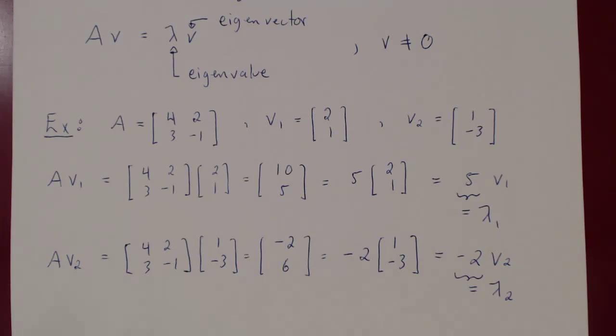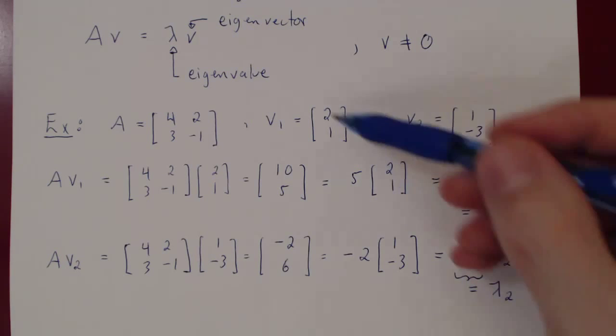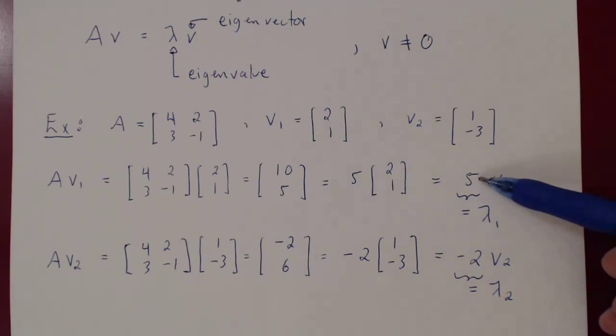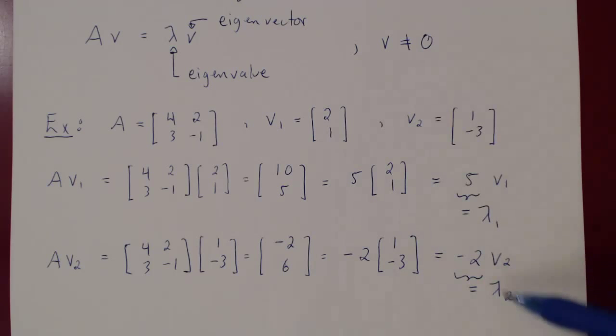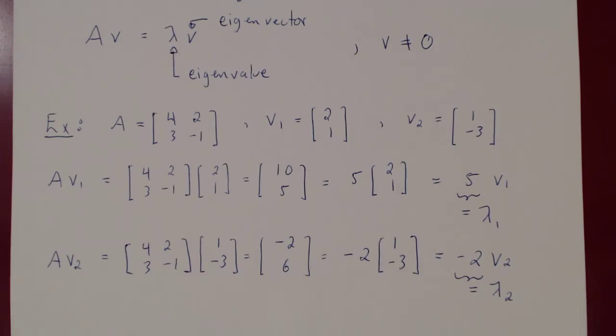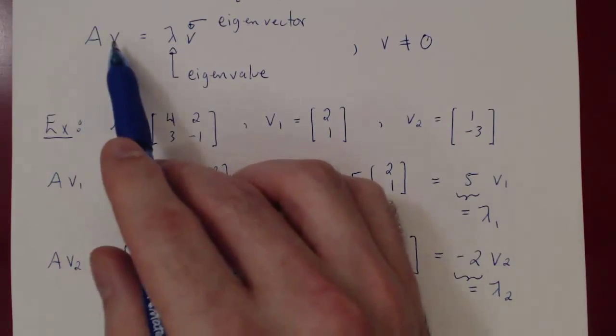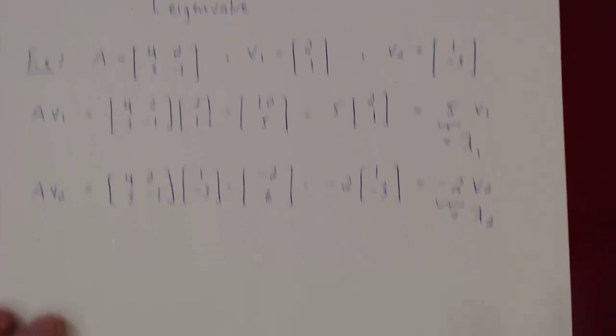Now the question is, well, how did I come up with these two vectors? Clearly we've checked that they are eigenvectors with eigenvalue 5 for V1 and eigenvalue negative 2 for V2. How do you come up with the eigenvectors and the eigenvalues? Well, let's go back to the equality AV equals lambda V.